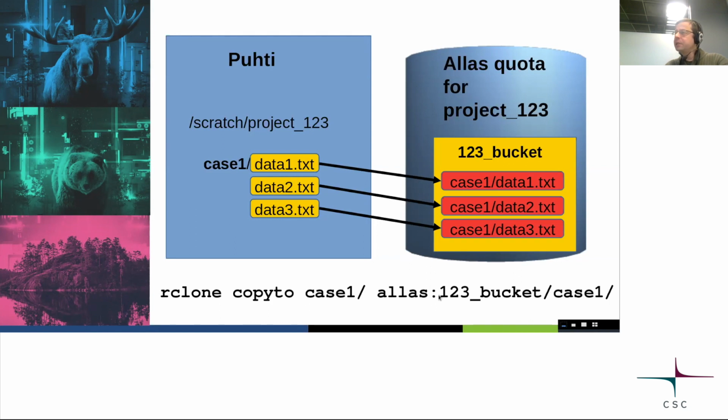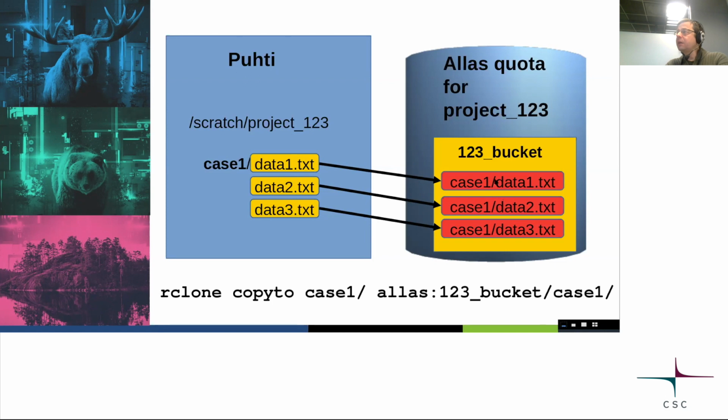So what this command would do is copy all of these 3 data files into 3 separate objects in the Allas environment. It would name them case1/data1.txt, case1/data2.txt. Note that actually there is no directory structure here, but these are just the names of the objects. The name contains slashes, but many of the tools can interpret the data so that this looks like a directory.